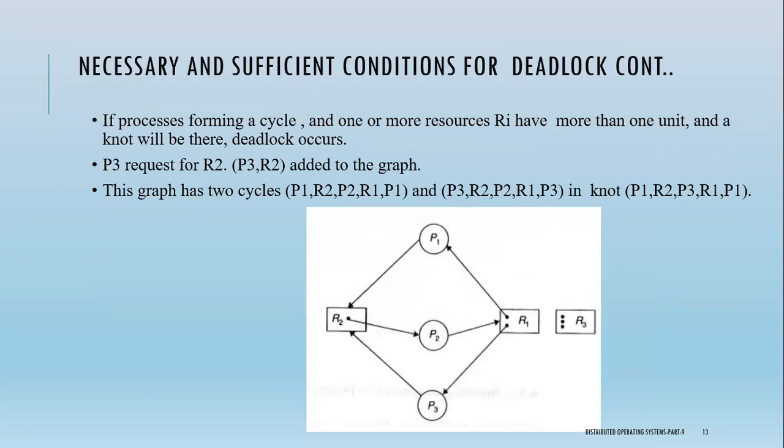Second, a cycle in the graph is a necessary but not a sufficient condition for deadlock if one or more of the resource types requested by the processes forming the cycle have more than one unit. In this case, it is not a sufficient condition for a deadlock.